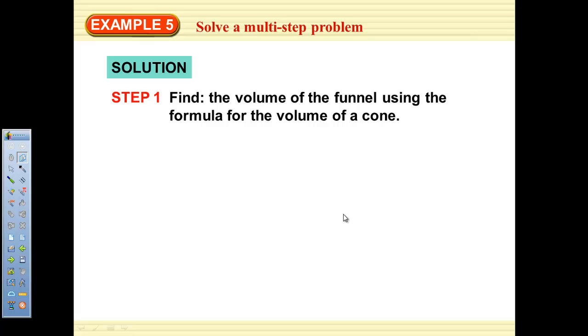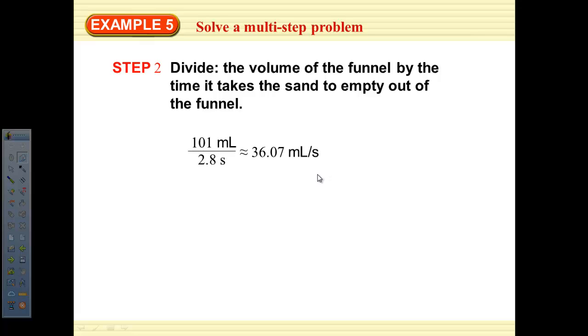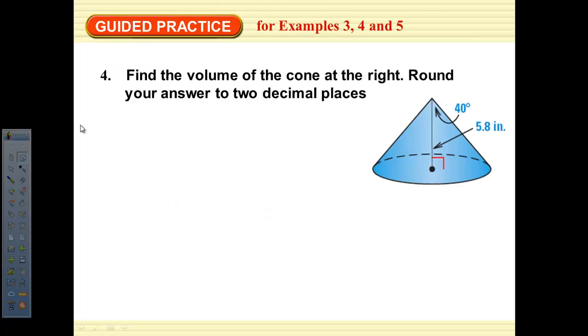So again, find the volume. Plug it all in. They said about 101, which is the same as milliliters. And then we just divide those two. I got 35.9. Because they rounded so much it messed it up. Use the numbers that I've shown you, okay? So 36.07, or what I said.